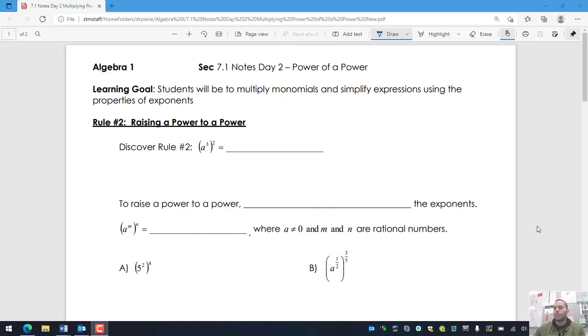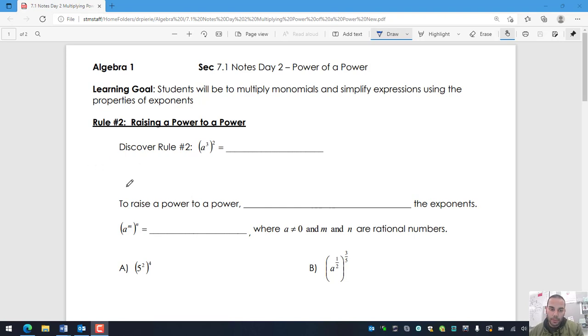All right, guys, so today we're going to introduce a few more exponent rules. And the big one we're going to talk about today is a power raised to a power. So if we look at example 2 here, we have a to the third power, and a to the third power is being raised to the second power. Okay, so basically what's happening here is it's two iterations of a to the third power.